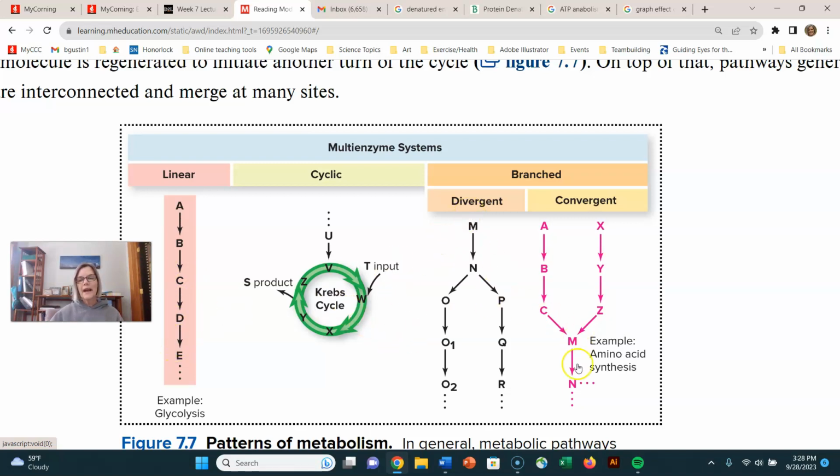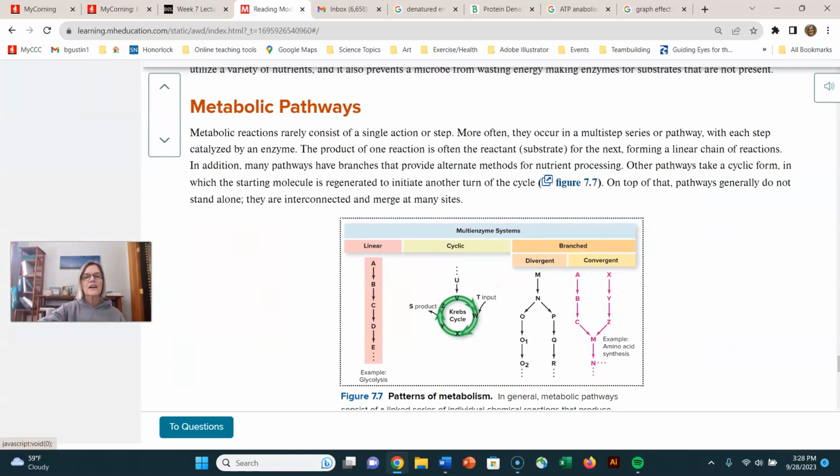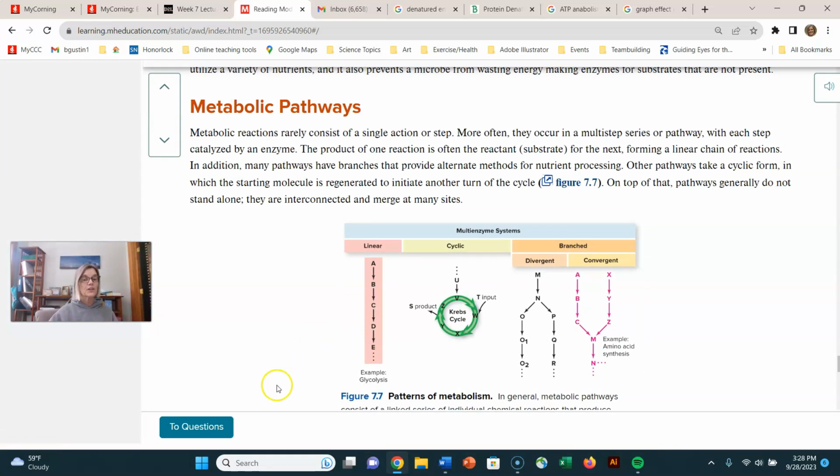You can see there are all different patterns of metabolic pathways. But when we're talking about a metabolic pathway, we're talking about a series of enzymatic reactions where the product of one reaction becomes the substrate for the next.